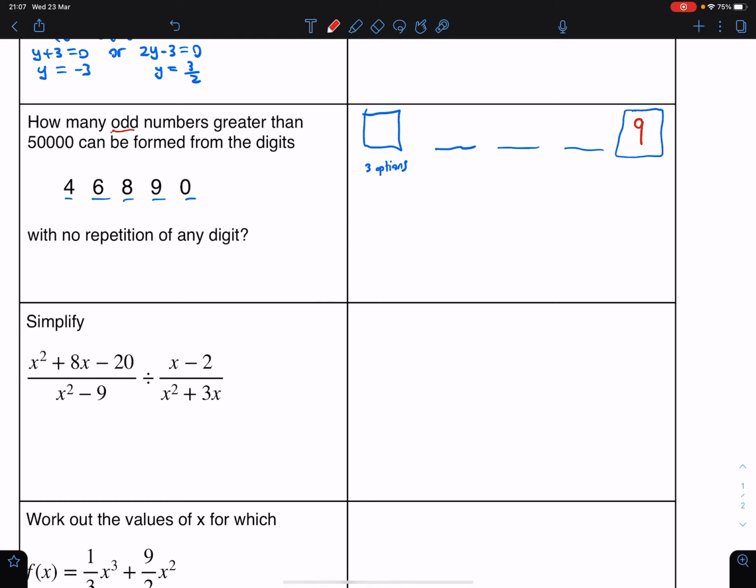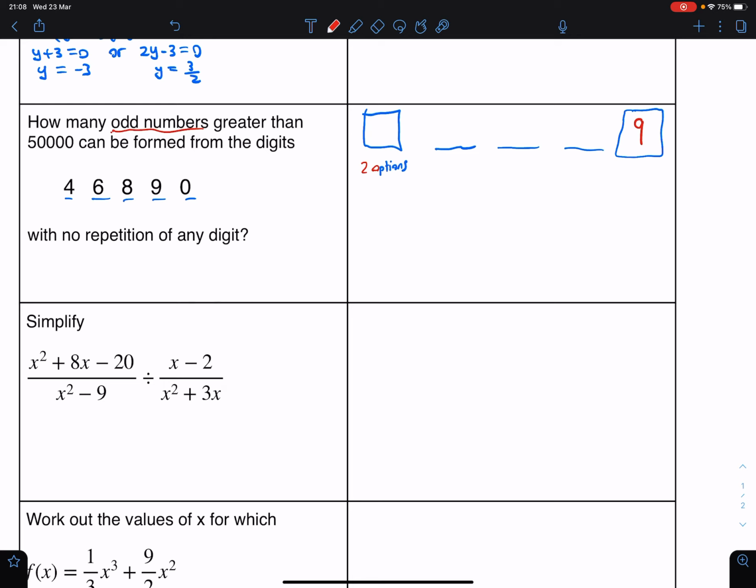And the question asks how many odd numbers greater than 50,000 can be formed. So that actually means that in our first option, where I initially said we could put 9, 8, or 6, that wasn't actually correct. Because if 9 is one of the options and it's the only one that can go in the last option, and we can't repeat the digits, that means that we only have 2 options. So again, you're watching me think and you're watching me do things how I do them. Okay, so we've got 2 options.